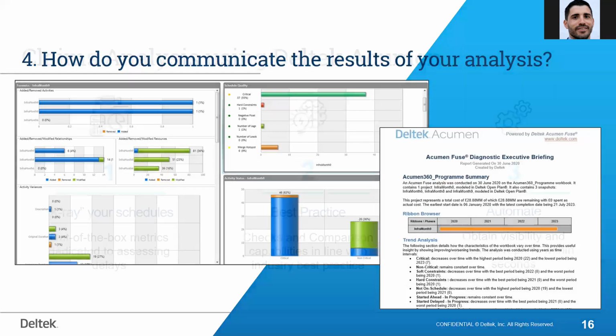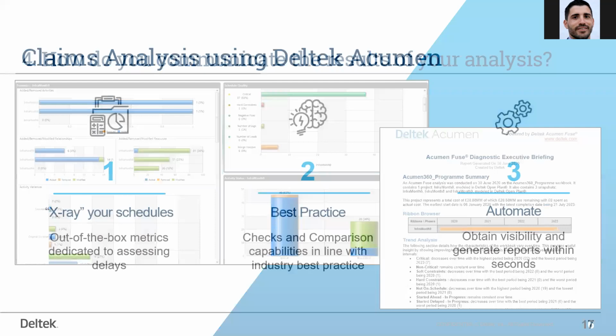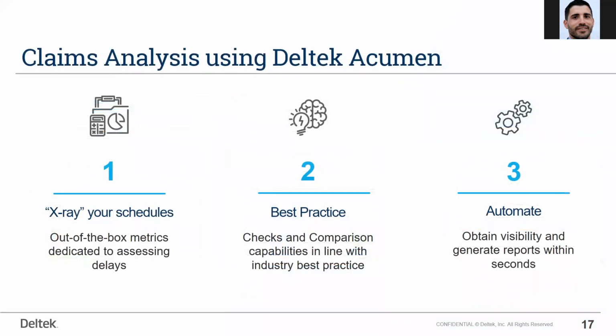And just to summarize what we covered today, and what we see as best practice. First of all is understand your schedules better and deeper. X-ray your schedules. You have out of the box metrics dedicated to assessing delays. Choose these metrics, and assess your schedules periodically, and have a better understanding of what is happening on the project.